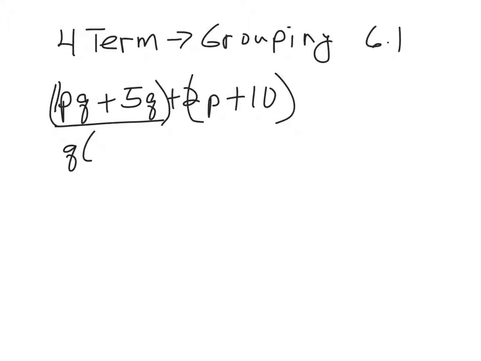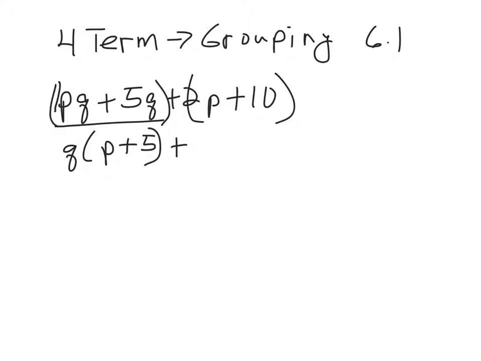So if I factor Q out of PQ, that's going to leave me with P. Another way to ask yourself that question is, what would I multiply by Q that would give me PQ? Well, I'd multiply by P to get PQ. And if I factor Q out of 5Q, it's going to leave me with 5. Okay, so I'm done with the first set of parentheses.